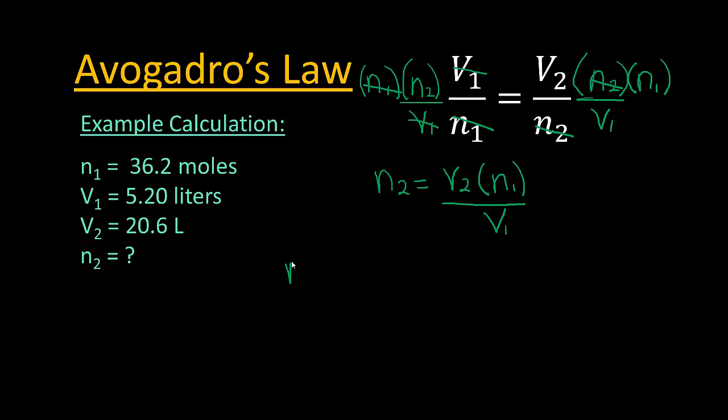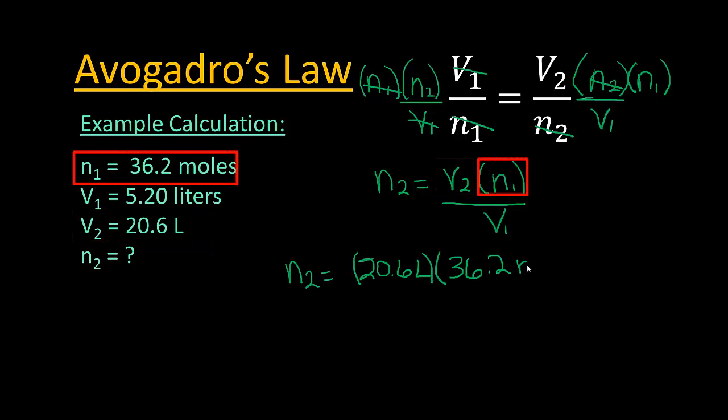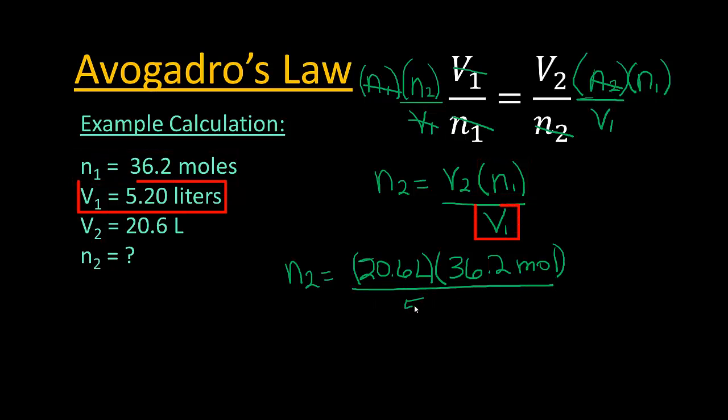Now let's plug in our variables. N2 is equal to V2, which is 20.6 liters, times N1, which is 36.2 moles, divided by V1, which is 5.20 liters.